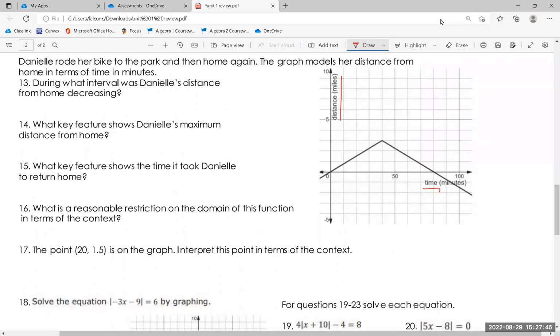Question 13 says, during what interval was Danielle's distance from home decreasing? So where is she going down? Let's think about, okay, Danielle is on her bike. I don't know how to draw a bike, so I'm just going to draw her walking. So where does she start going down? It looks like when she gets to the peak up here, the vertex, that's where she starts going down. So we're going to use that x value of the vertex. This is going up by 10: 10, 20, 30, 40. So she starts going down at 40.